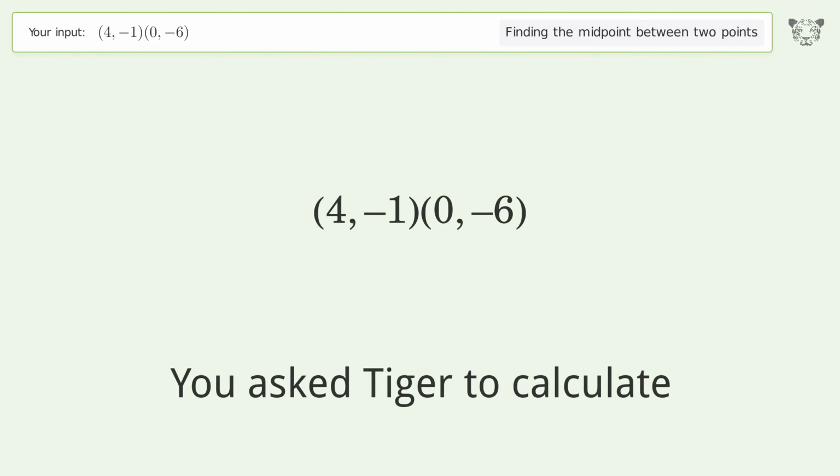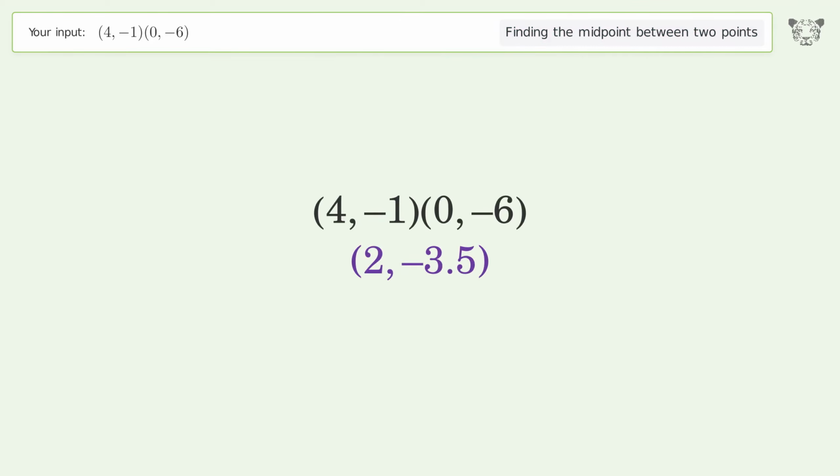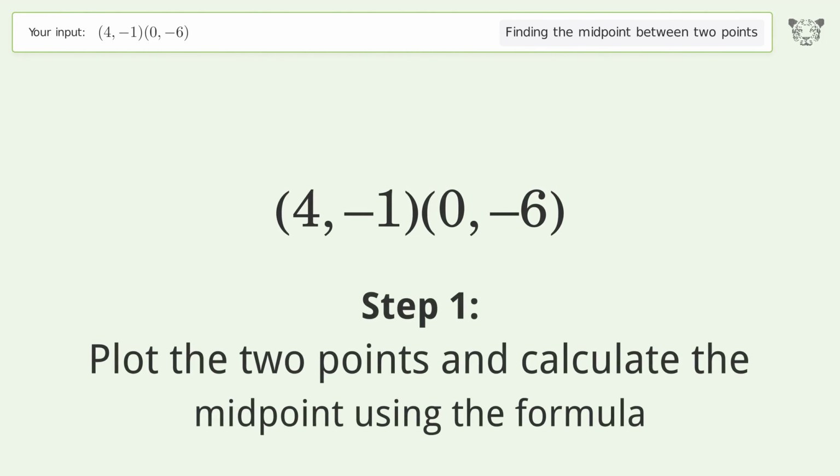You ask Tiger to calculate. This deals with finding the midpoint between 2 points. The midpoint between the 2 points is 2, -3.5. Let's solve it step by step. Plot the 2 points and calculate the midpoint using the formula.